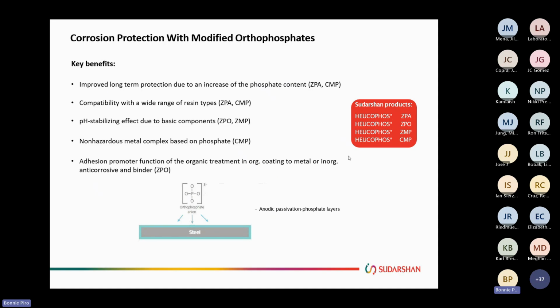The modified orthophosphates, this is a grouping of pigments that provide more of the longer term protection. They are useful for a wide variety of resins as well. They do have a stabilizing effect on the pH, and they are obviously non-hazardous metal complexes. They do function as an adhesion promoter, so you do get that as well as the anti-corrosive aspects of it.